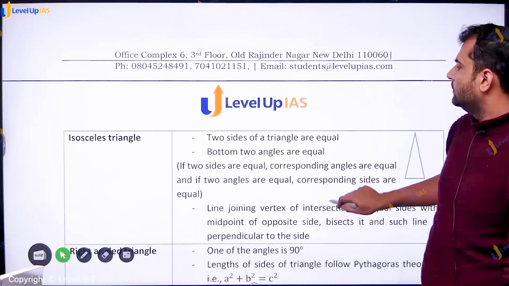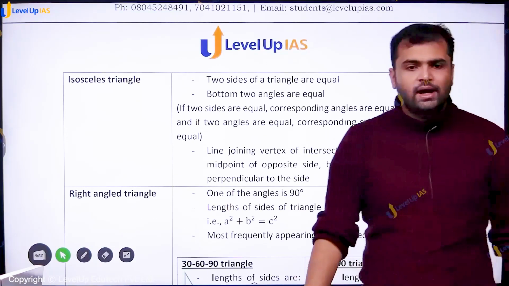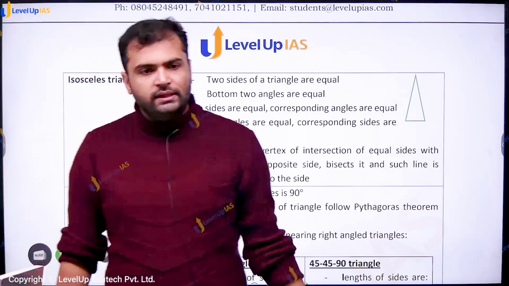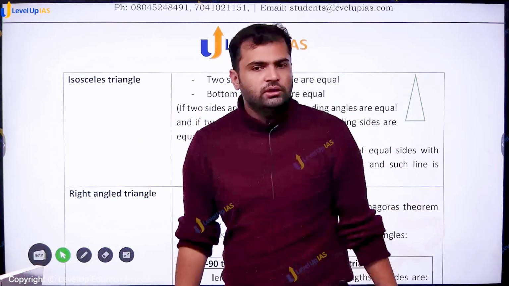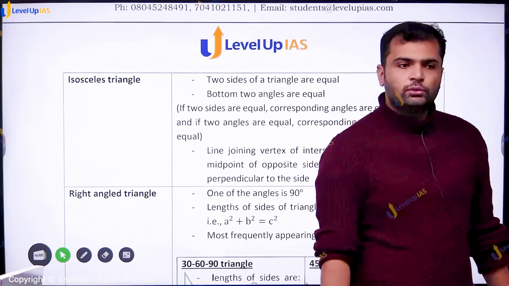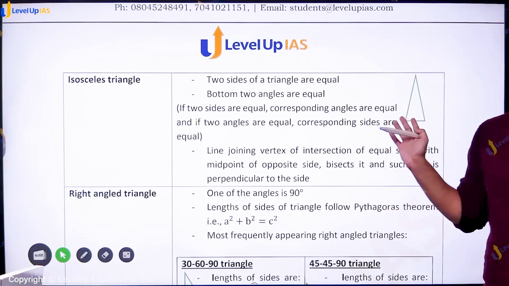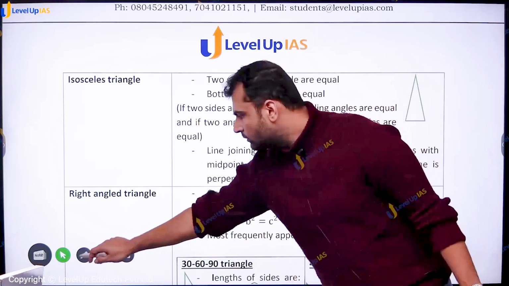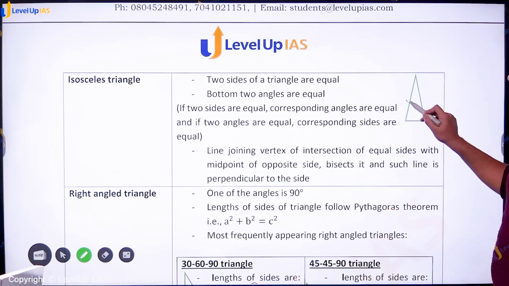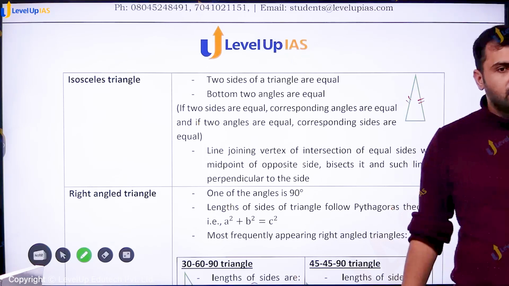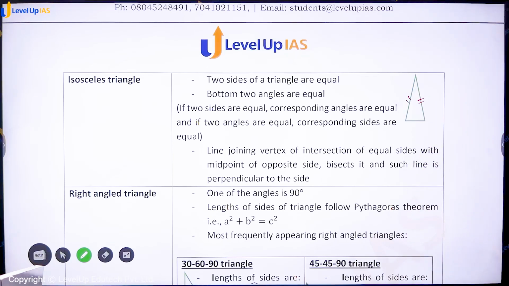Then next kind of triangle is isosceles triangle. This is a triangle where two sides are equal, but third is different from these two sides. It looks something like this. So this side is equal to this side, but third side is different. Third side is not equal to these two sides.